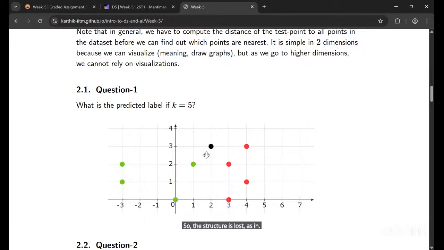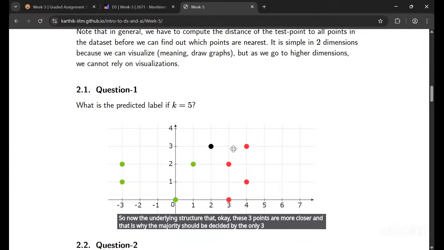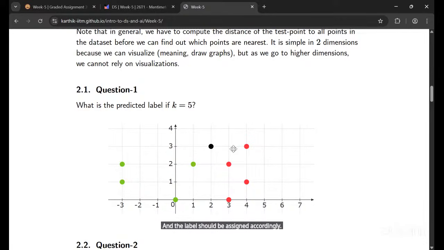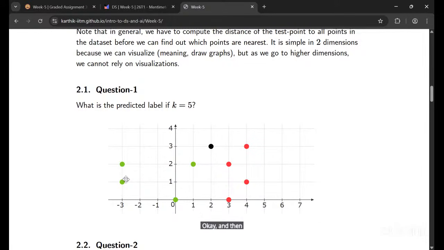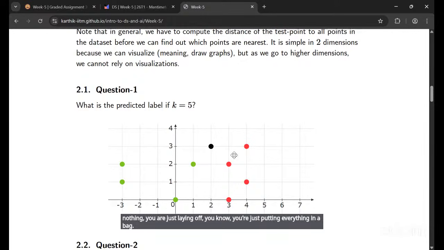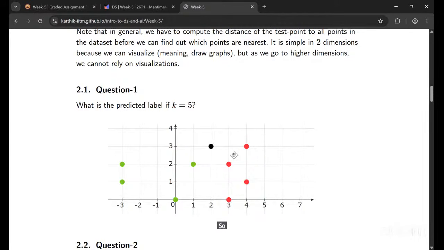What do I mean by structure? Because I'm taking all the points, all the 8 points are closer. And the underlying structure, like here, if I take K as 3, is that these 3 points are closer, and that is why the majority should be decided by only these 3 closer points, and the label should be assigned accordingly. That is my structure. But if I'm taking all the points together, it's like putting everything in a bag. There are only 8 points here, so we are not talking about which is closer and which is farther. There is no structure remaining. You're just putting everything in a bag, checking the majority label and assigning it to your test point. So no learning, no structure. And that is why we say it's underfitting, because it's not learning anything.